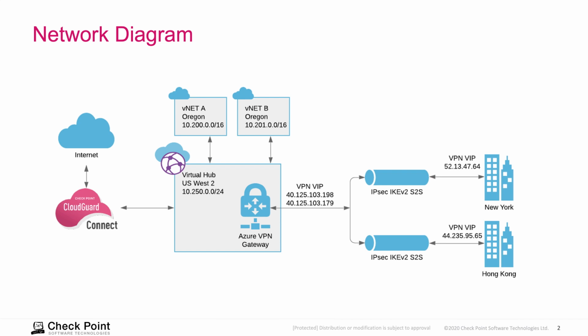On the left, we have Check Point CloudGuard Connect. This is for protecting internet traffic from a vWAN hub. For those of you who don't know what CloudGuard Connect is, it is a Check Point firewall as a service. We have a separate video on how to configure that on our YouTube channel.